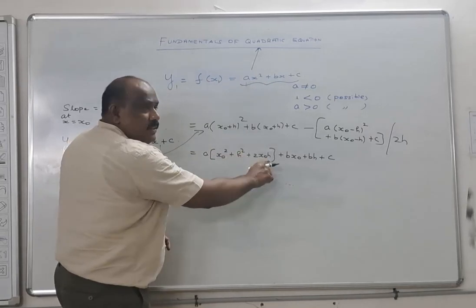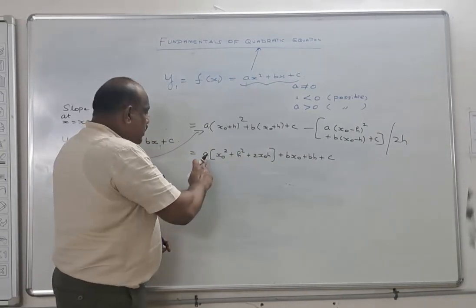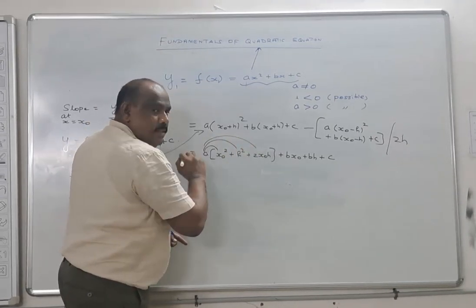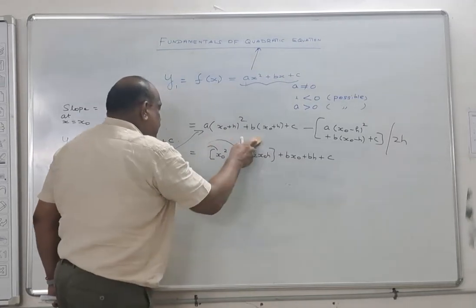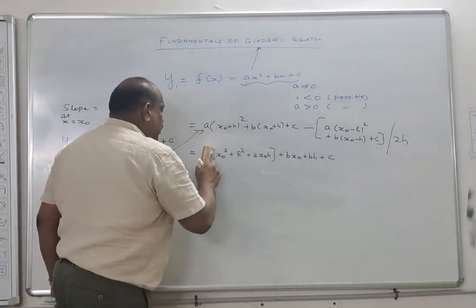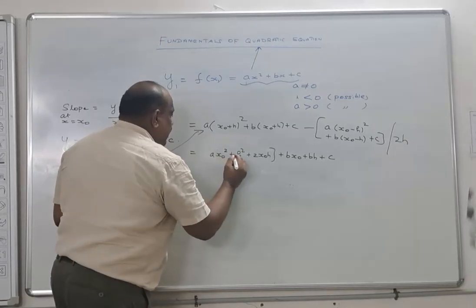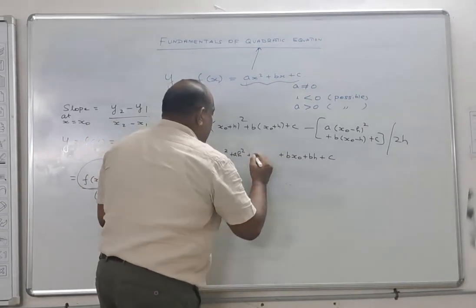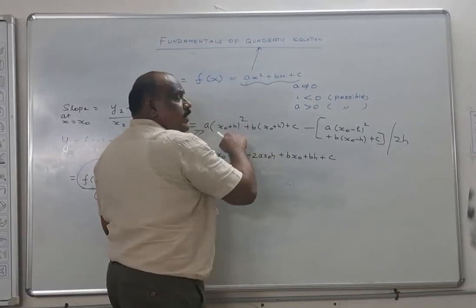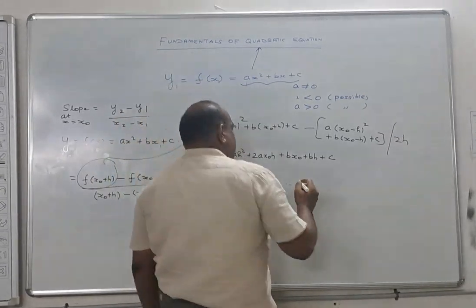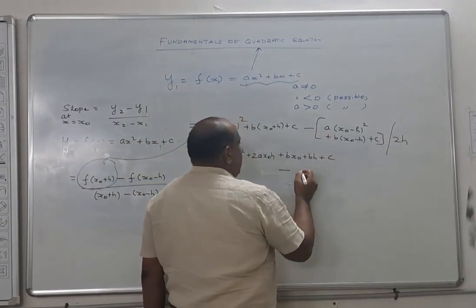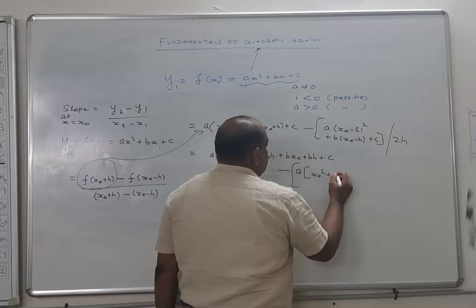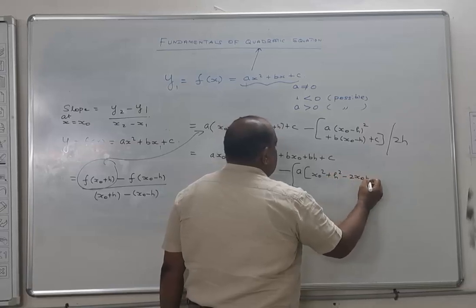Even we will try to multiply this a to all the terms. Let us do it in the same step. So this a is common to all the three terms, isn't it? I will not do it in two steps. So this a, when I multiply it to all three terms, it becomes a into x naught squared plus 2a x naught h. Minus, I will put the bracket, a of x naught squared plus h squared minus 2x naught h.